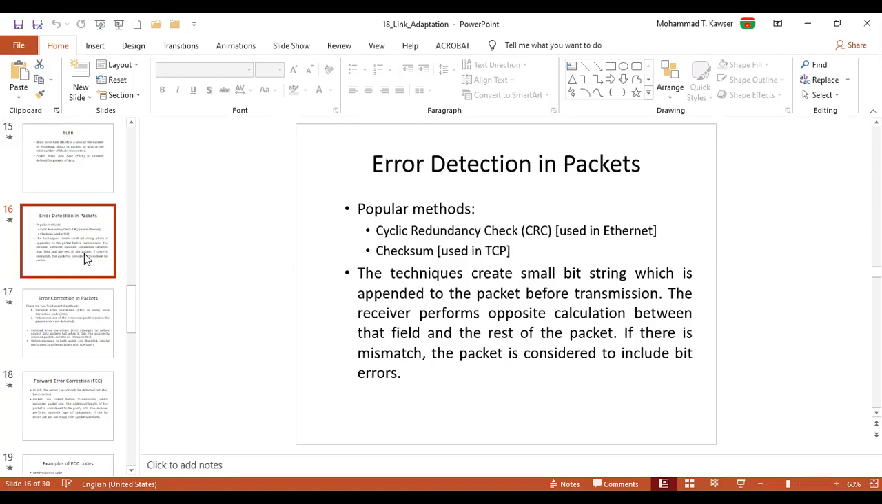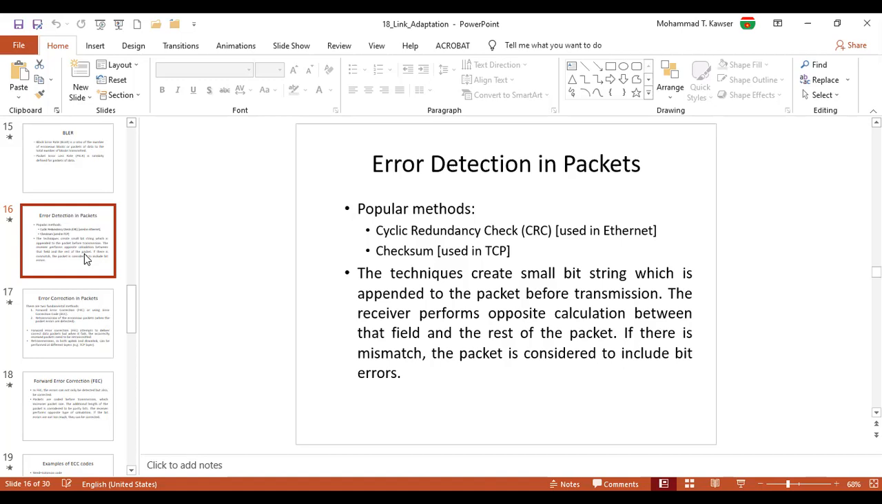This is called packet retransmission. And this can help you overcome the errors in the packets. But this is definitely an expensive method. You have to transmit the same packet, so that adds some bits.